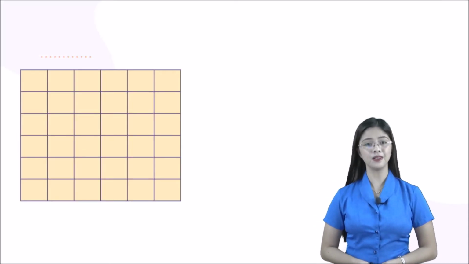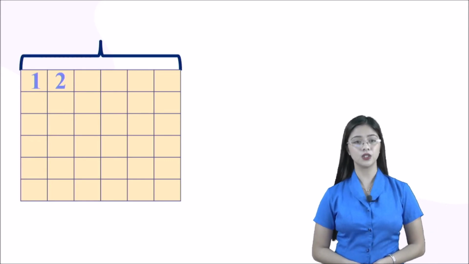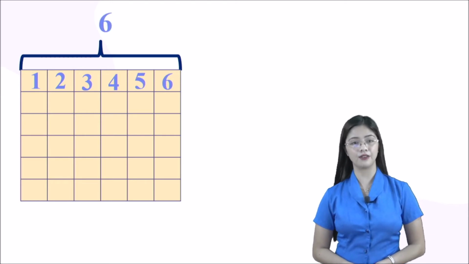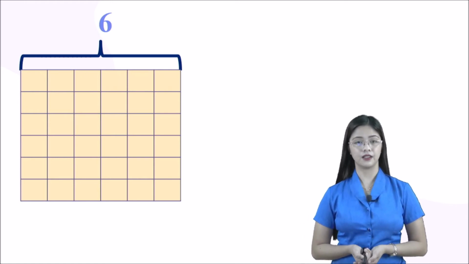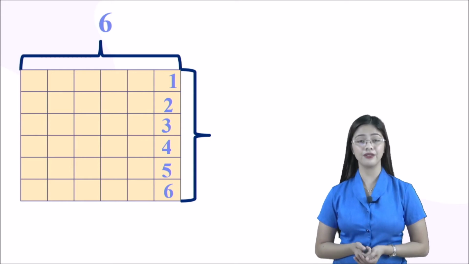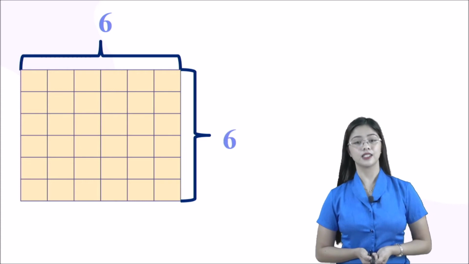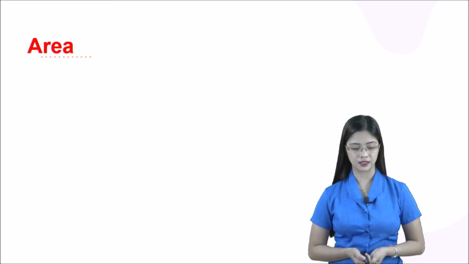Another example. Again, let's get first the width. Let's count. 1, 2, 3, 4, 5, 6. So we have a total of 6 in our width. So now let's count for our length. 1, 2, 3, 4, 5, and 6. So both of them have 6. 6 for the width and 6 for the length. So our formula is area is equal to length times width.